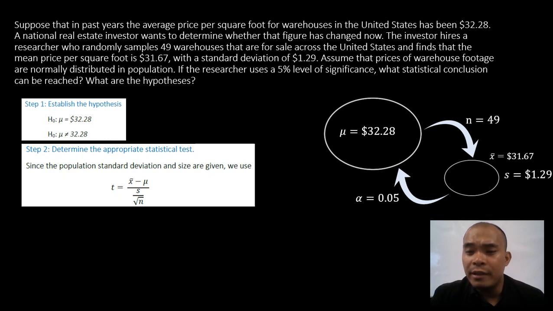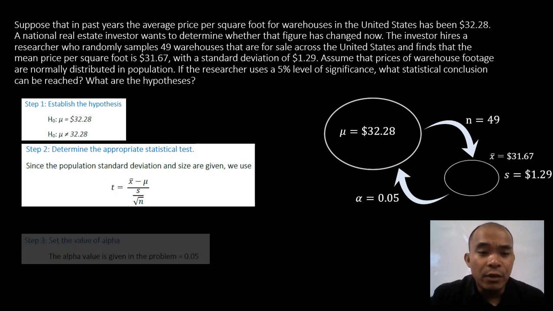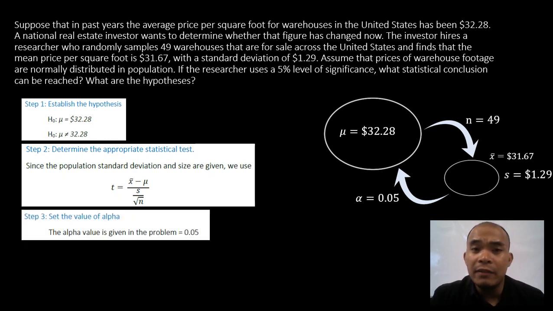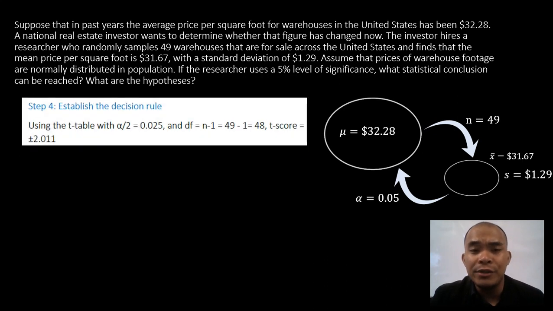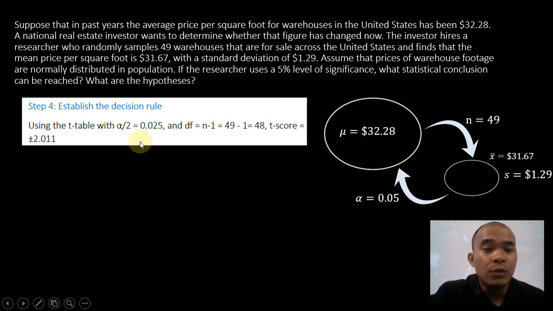Step 2, determine the appropriate statistical test. Since the sample standard deviation is given, we're going to use the t statistic here. That's the formula from our previous chapters. And then we have to set the alpha value. The alpha value is already given. That's 5% level of significance. And then establish the decision rule. We can establish using the z table, the t table, or we can establish using the critical value method. Okay, in this particular case, in the t table, since this is a two-tailed test, we have to divide the alpha here by 2. That is why alpha divided by 2 is 0.025. And then the degrees of freedom, that's just n minus 1. In this case, 49 minus 1, that's 48.